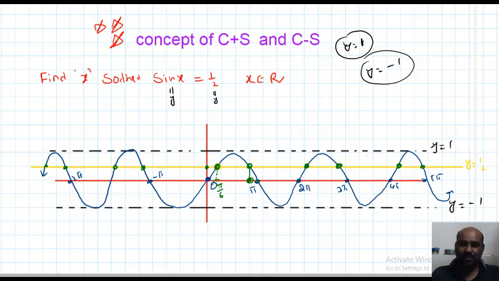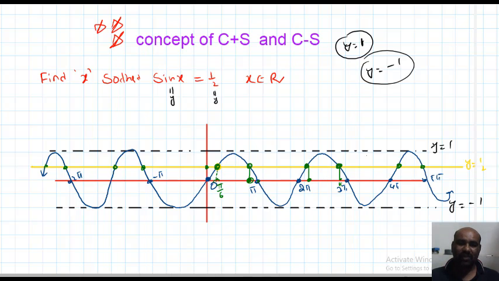Here, see here, draw a perpendicular. For this x also, your y is half only, no? For this x also, your y is half. For this x also, your y is half. It means how many points could the line y equal to half intersect the sine graph? Infinitely many points. The sine graph is continuously going on either side of the y-axis. This is a straight line, so it will intersect at infinitely many points. We get infinitely many solutions.